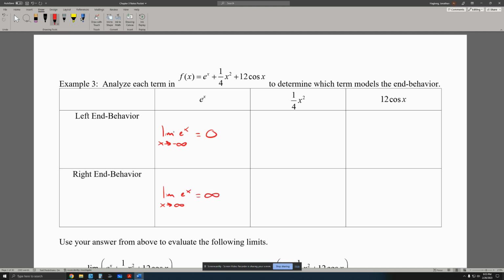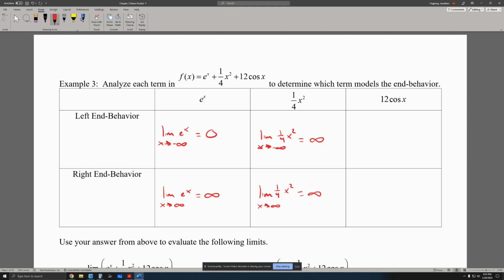For the quadratic term, because we've got a positive coefficient, we know that both ends are going to be going up. So we have the limit of 1/4 x squared as x approaches negative infinity is equal to positive infinity. And the limit of 1/4 x squared as x approaches positive infinity is also equal to infinity. Okay? So both ends are going upward.